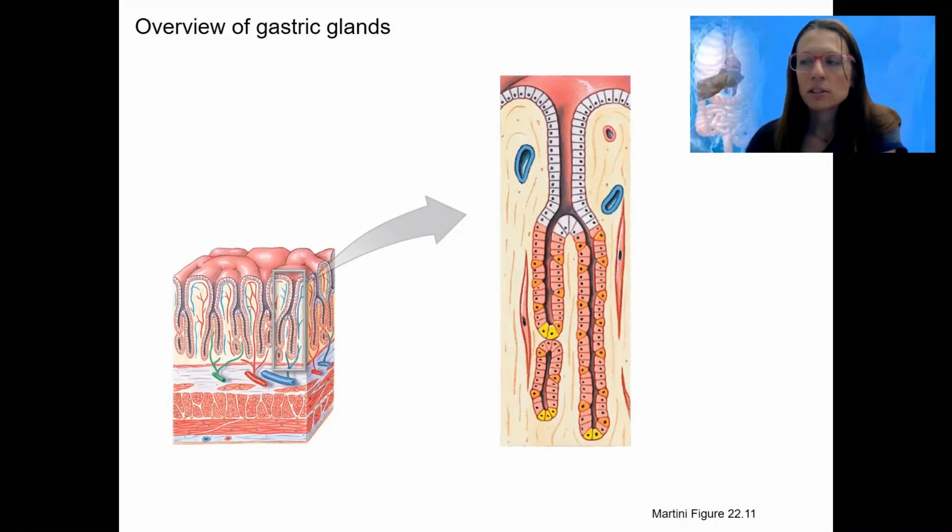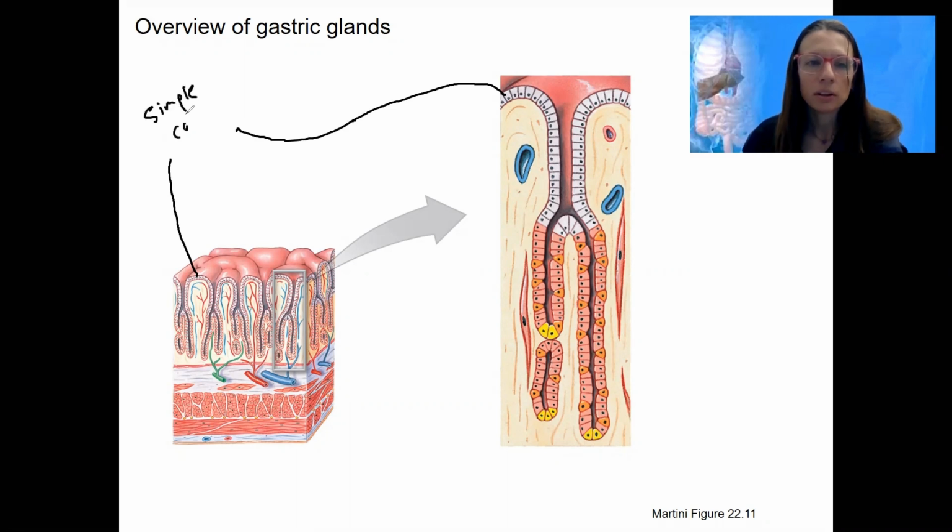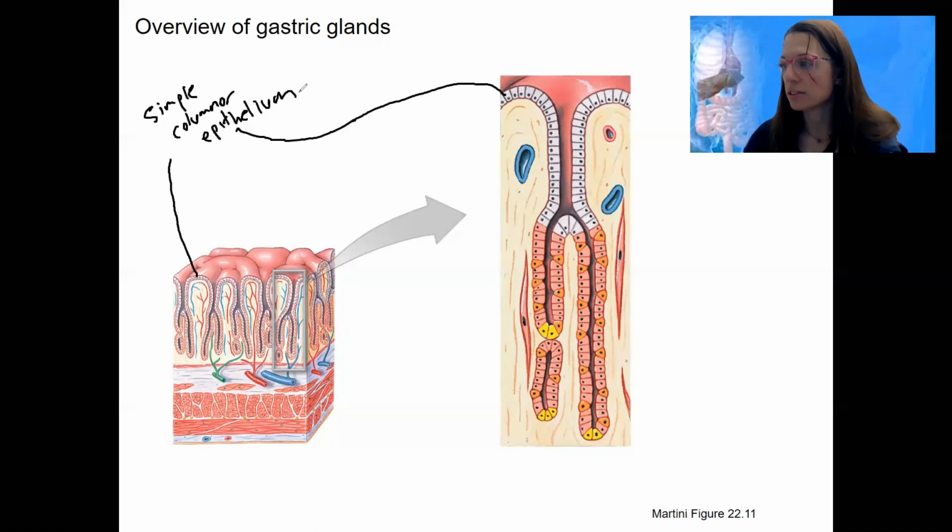We're now going to zoom in to that simple columnar epithelium that lines the stomach. So it's this stuff right here, and all along, you can see it dip down into that gastric gland of the stomach. So we're in the stomach. This is simple columnar epithelium with goblet cells and a bunch of mucus cells.